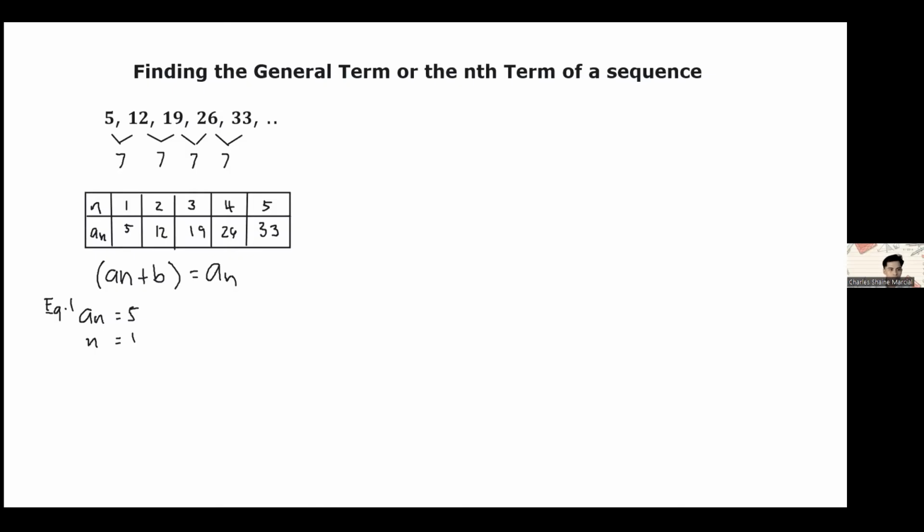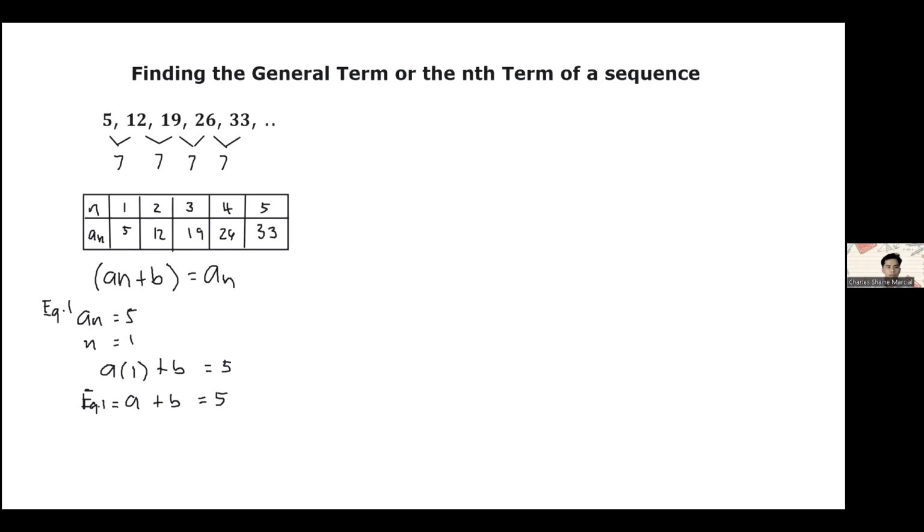Let's just substitute the given to the formula. We have a times n, where n is equal to 1, plus b is equal to 5. So a times 1, that is just a plus b is equal to 5. Ito na yung first equation natin. Now, let's create the second equation, equation 2.